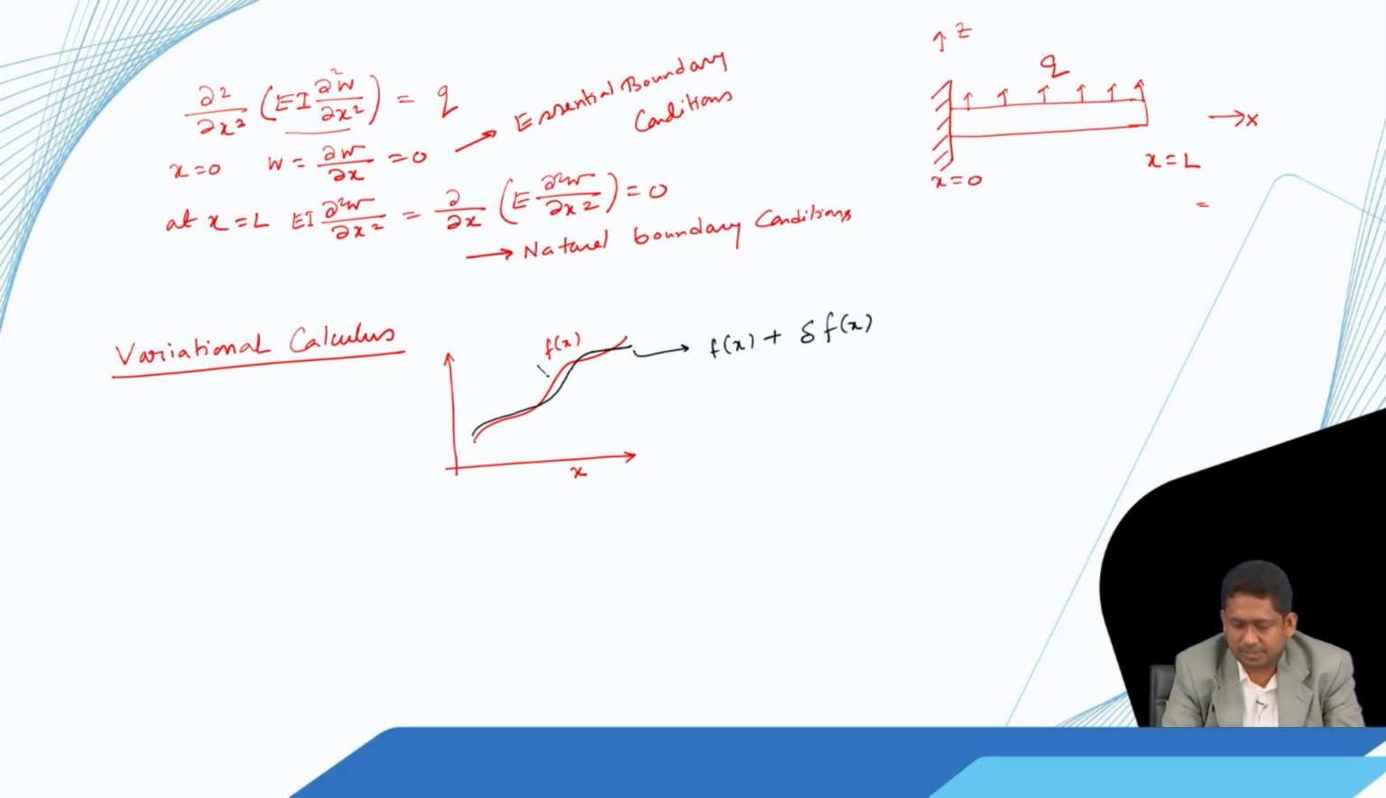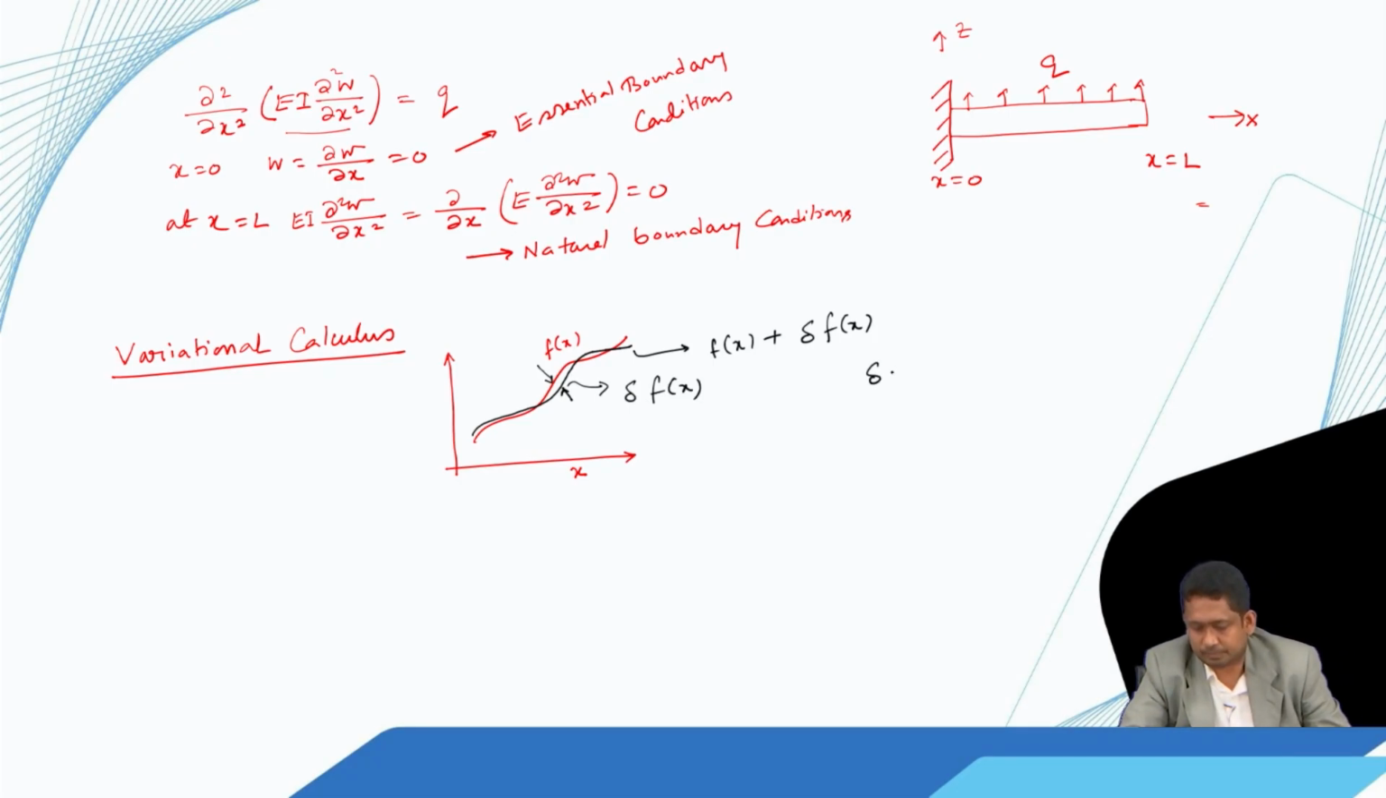So, the difference between these two functions, that means the amount of perturbation we have done, the amount of variation we have done, is basically delta f(x), and this delta is called the variational operator.